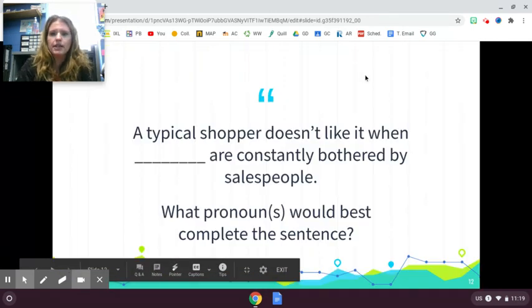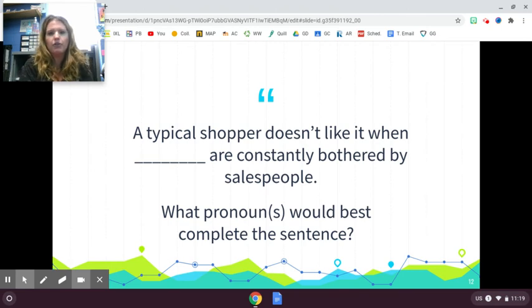A typical shopper doesn't like it when blank are constantly bothered by a salesperson. What pronoun would best complete the sentence? You would choose he or she, or some version, however you wrote that, because we don't know if the shopper is a boy or girl, but we know it's singular, so it's he or she.